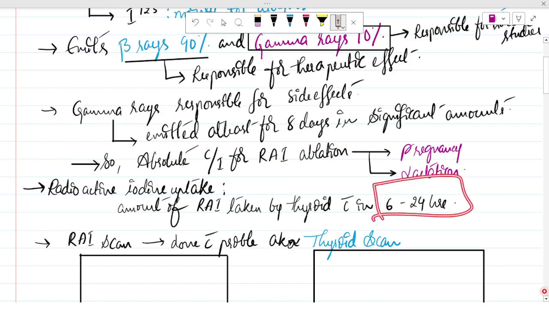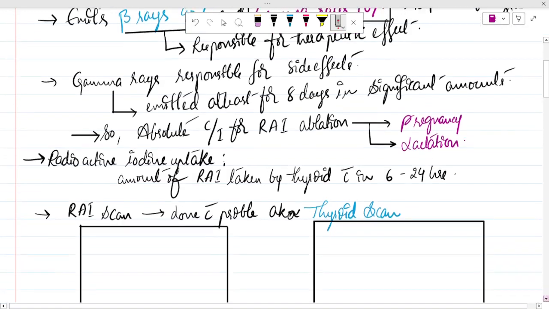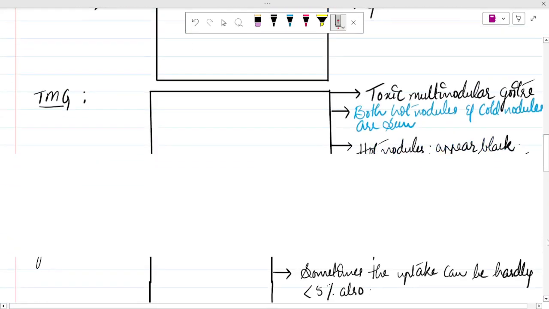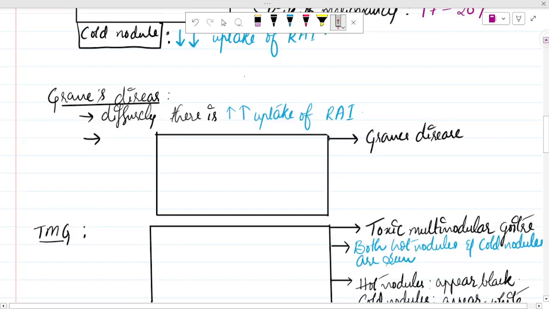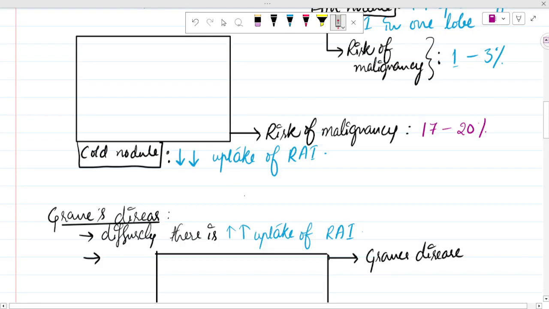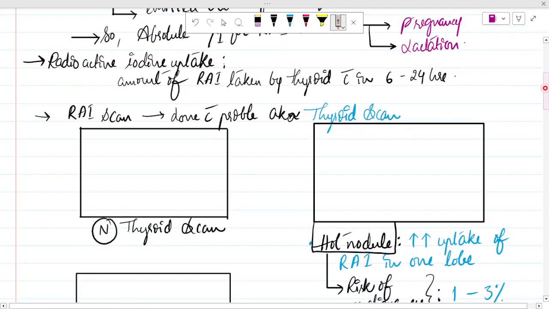For example, if you are giving radioactive iodine to a patient suffering from retrosternal goiter, it is the amount of radioactive iodine taken by the thyroid within a stipulated time of 6 to 24 hours. Now, we will discuss how a radioactive iodine scan shows the abnormalities in the thyroid.